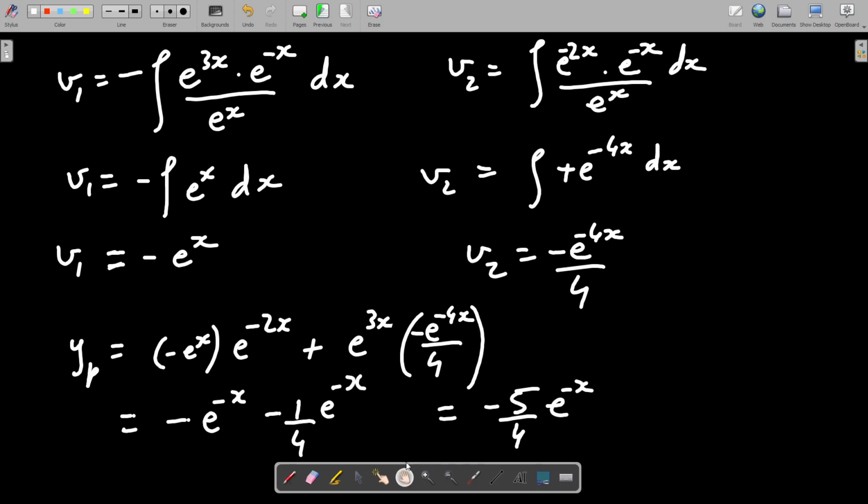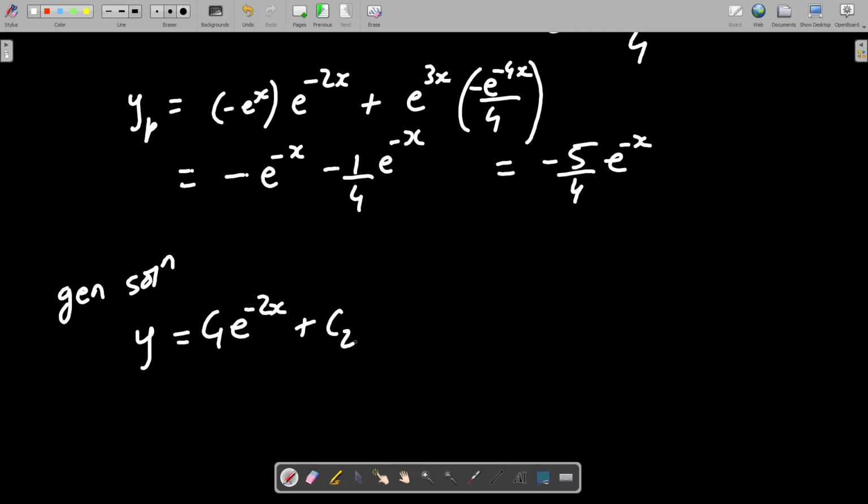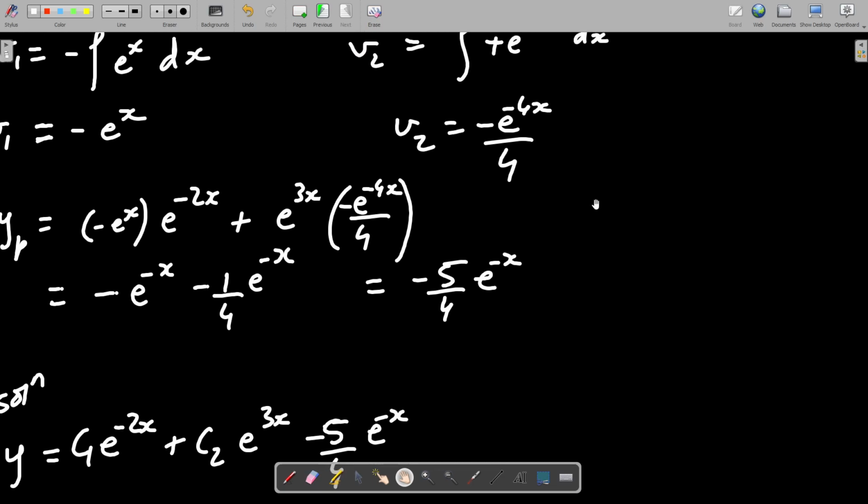So what will be the general solution? This will become y is equal to yc plus yp, with e raised to minus x. Okay, done.